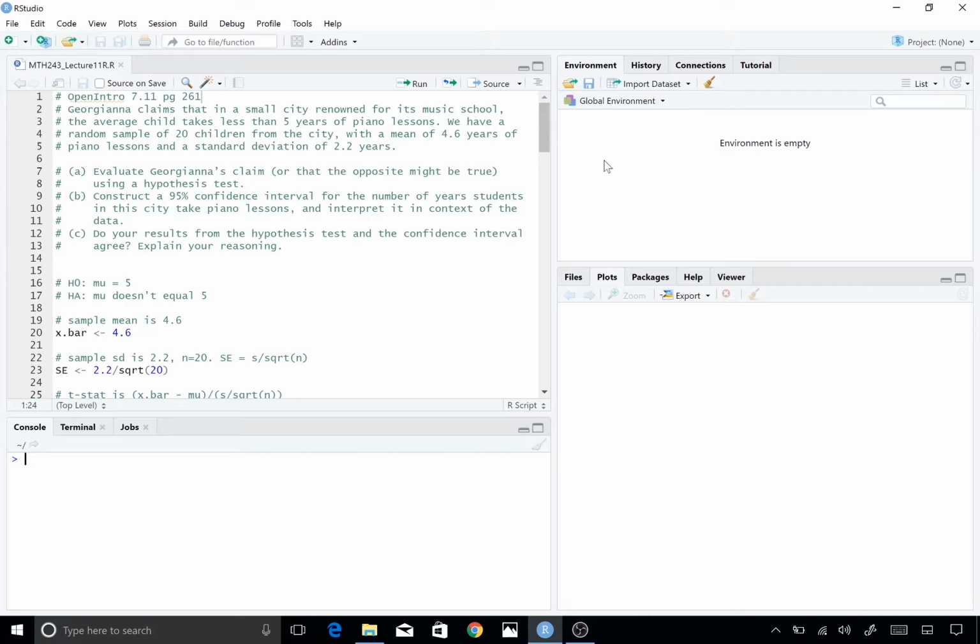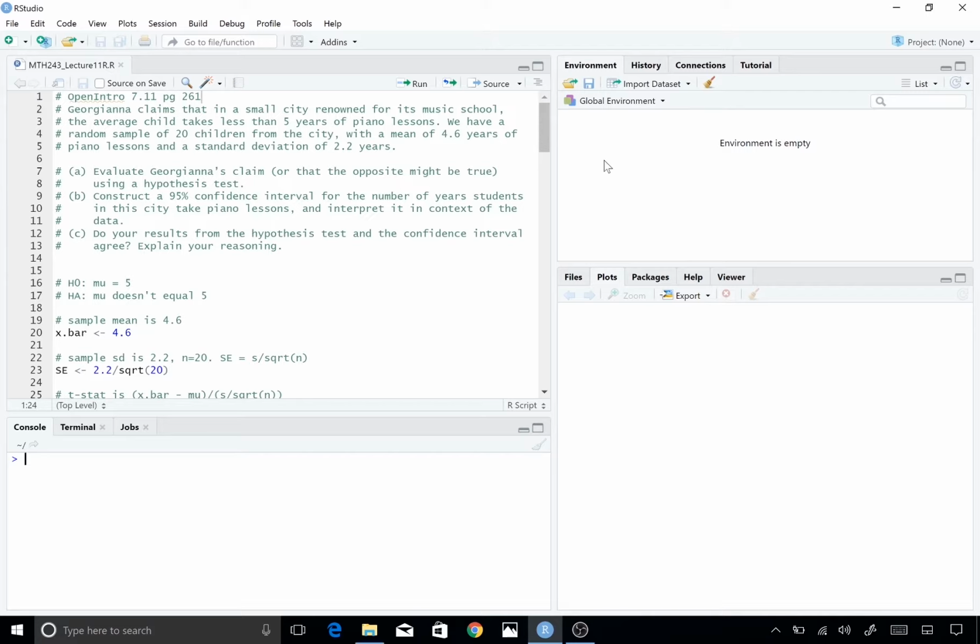We're given everything we need to compute the t-statistic. We're told that the sample mean is 4.6, and we're told that the sample standard deviation is 2.2. We have n equals 20. The book calls s divided by the square root of n the standard error, and you probably won't hear me use that too much just because it's more vocabulary to deal with, but I'm going to store 2.2 divided by the square root of 20 as SE for standard error.